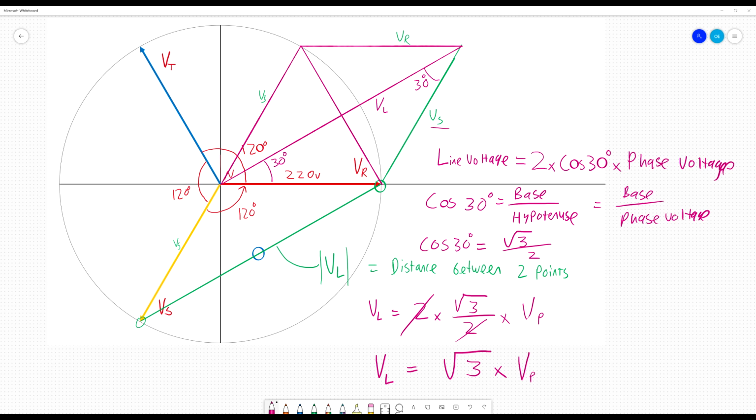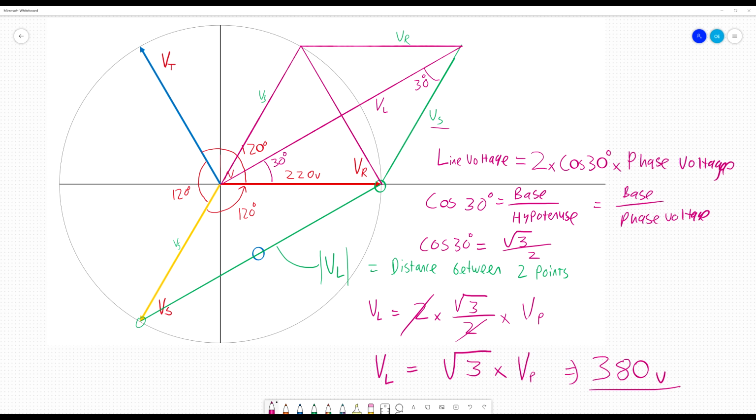If VP equals 220, then VL is going to be root 3 multiplied by 220, which is 380 volts. And as you'll know, a standard voltage that we often see in the UK is given as 380 volts. So what that means is that a three-phase system with a line voltage of 380 volts will be made up of 3 phases, each of which has a phase voltage of 220 volts.